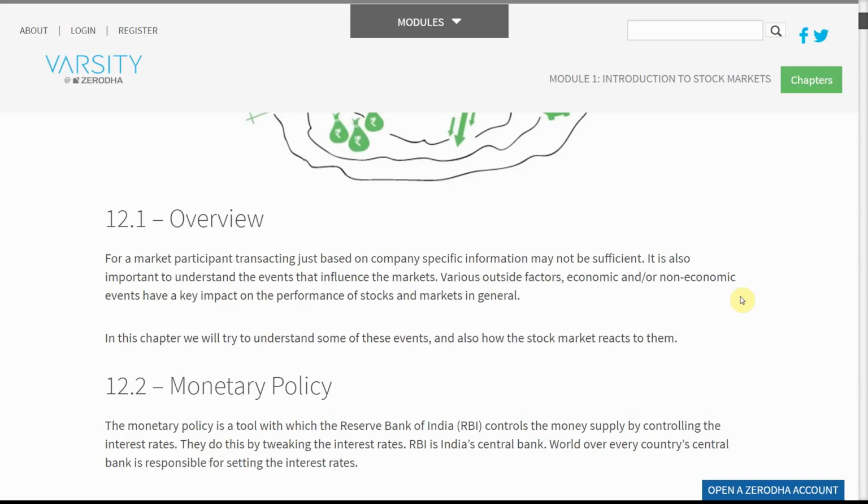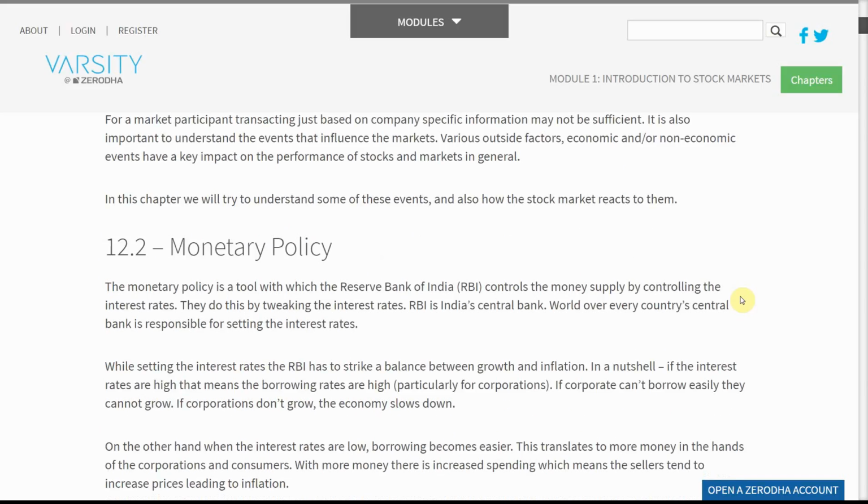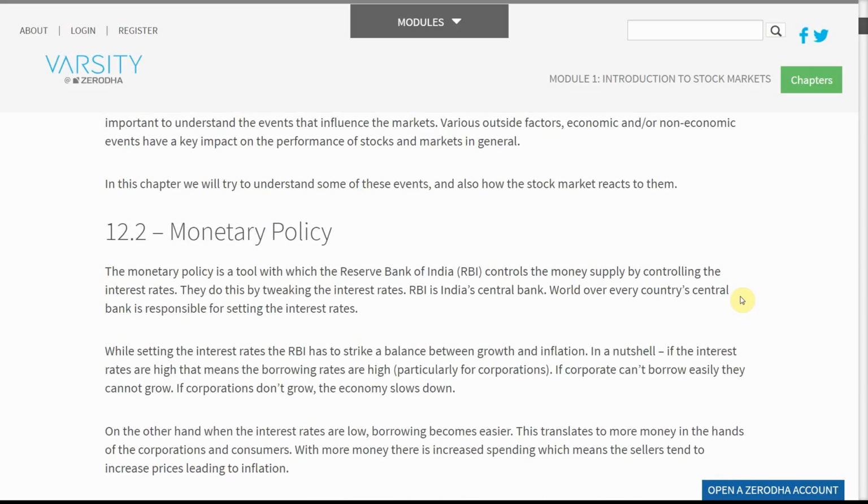12.2 Monetary Policy. The monetary policy is a tool with which the Reserve Bank of India (RBI) controls the money supply by controlling the interest rates. They do this by tweaking the interest rates. RBI is India's central bank. World over, every country's central bank is responsible for setting the interest rates. While setting the interest rates, the RBI has to strike a balance between growth and inflation.